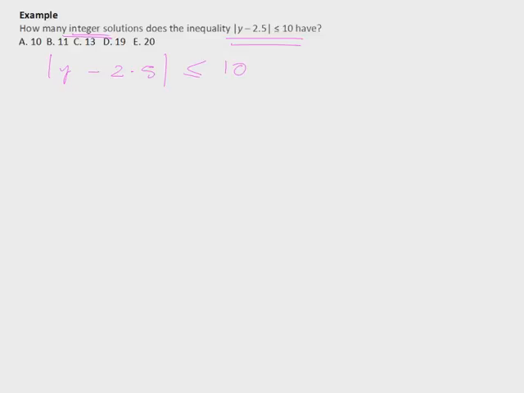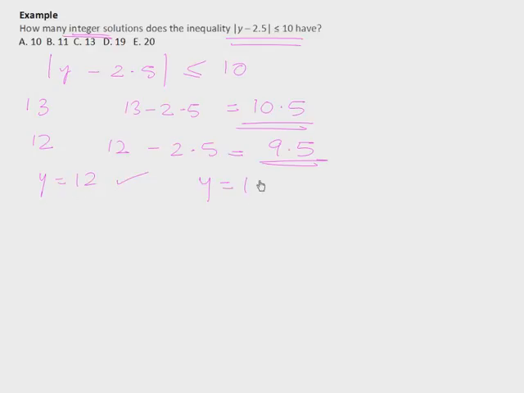Well, the easiest way is to try values. I'm going to try to get to 10. How do I get to 10? Suppose I took 13. So 13 minus 2.5 is 10.5. So 13 is too much. So suppose I took 12. 12 minus 2.5 is 9.5. So that works. So when y is 12, it works. But when y is 13, I've overshot. So 12 is my cutoff.